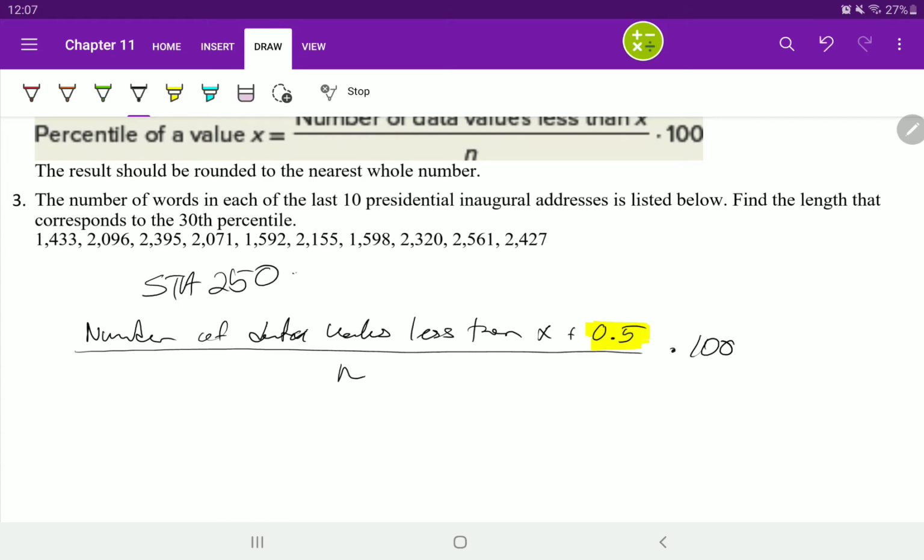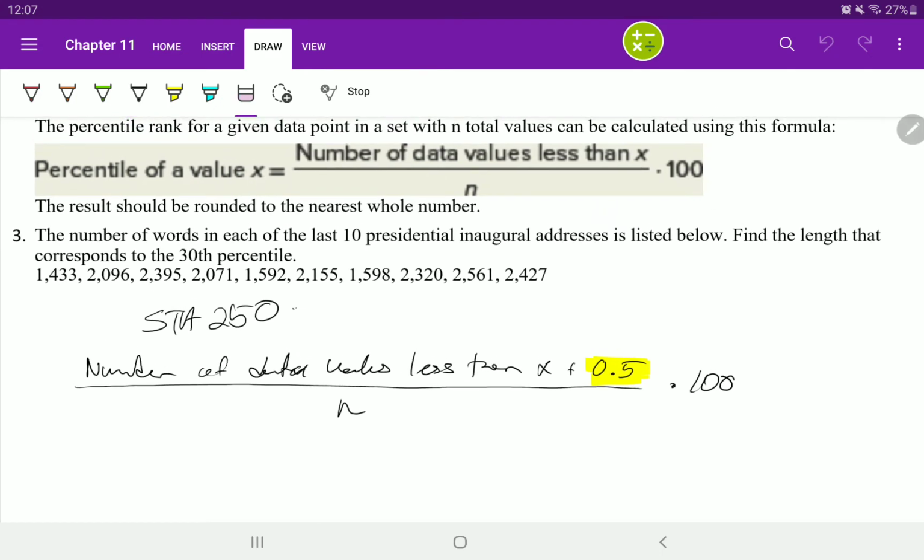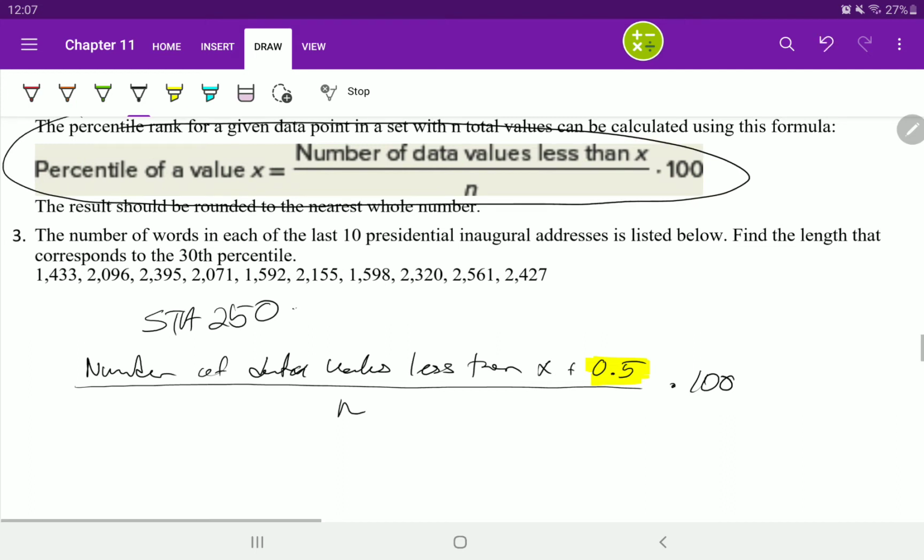Because in Stats 250, we're diving more into statistics, we're looking at more precise percentiles. But for Math 108, we're going to be using this formula right here, and kind of the same approach that we did in the last question.